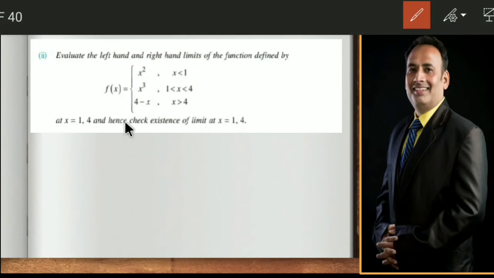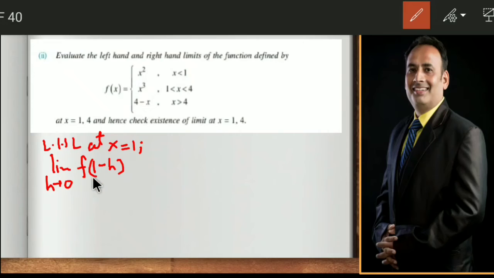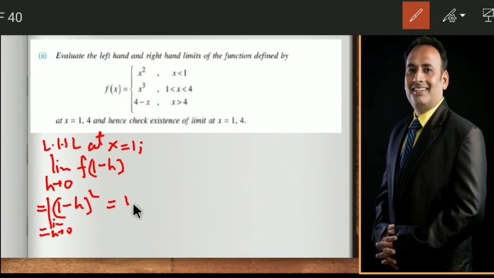For x = 1, first we find the left hand limit, that is LHL at x = 1. So limit h tends to 0 of f(1 − h). As f(1 − h) is defined by the x² function, we have (1 − h) whole square, limit h tends to 0. If you solve it, the result is 1 − 2h + h², and as h goes to 0, the result will be 1.